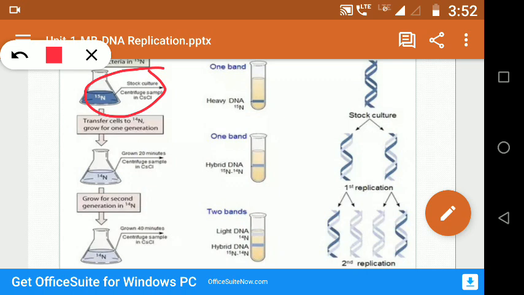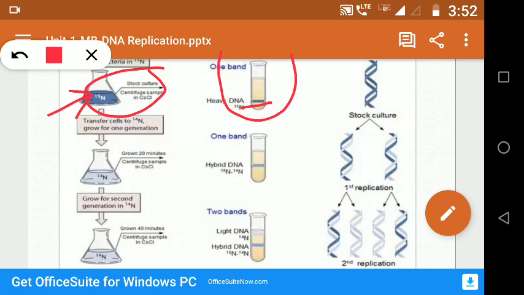So the scientists grew the E. coli culture for several generations on the medium that contained heavy isotope, that is N15, and they extracted the DNA and centrifuged it by density gradient centrifugation. So what happens after centrifugation? They got a band. That band is called the heavy band because that band is very near to the bottom of the tube.